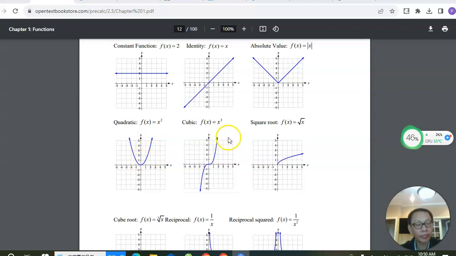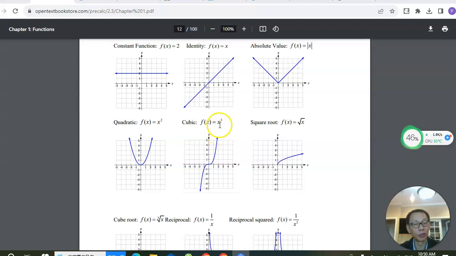Okay. Now let's look at the fifth one, the cubic function, f of x equals x cubed. Again, you do the same thing. When x equals 0, y equals 0 cubed, still 0. When x equals 1, 1 cubed is still 1. When x equals 2, 2 cubed equals 8. That's why it goes up much faster this way.